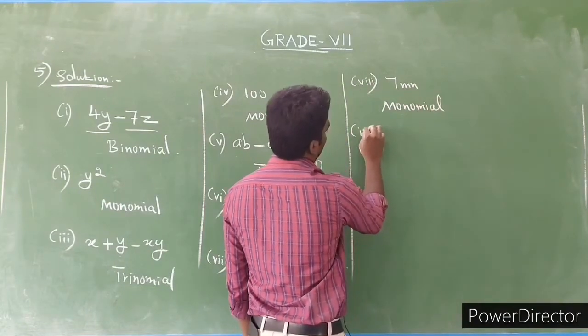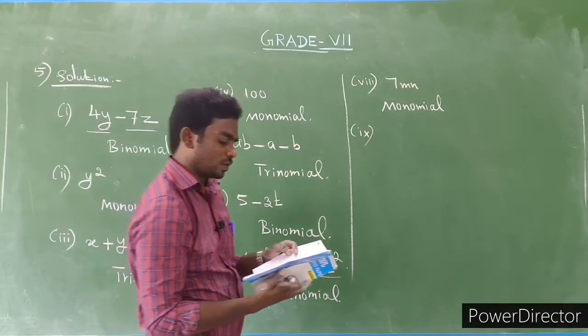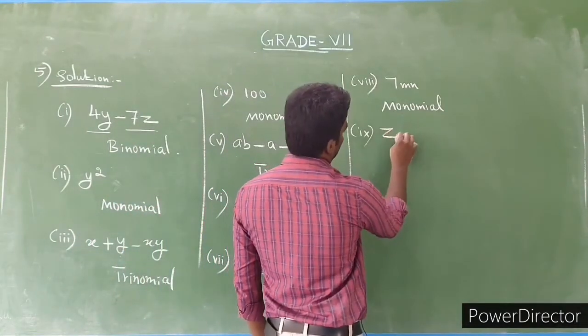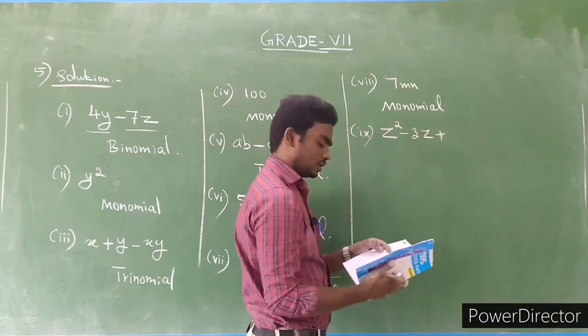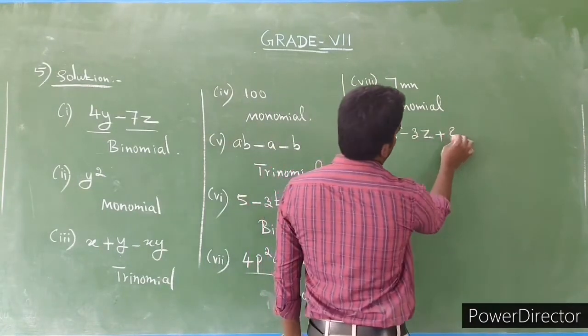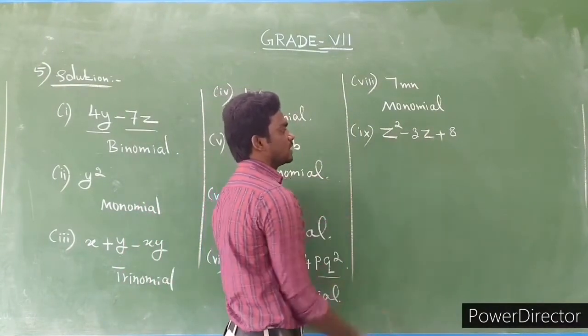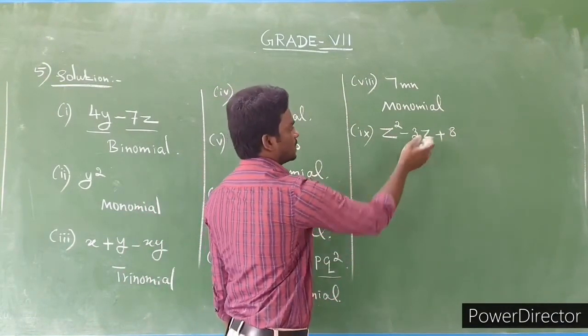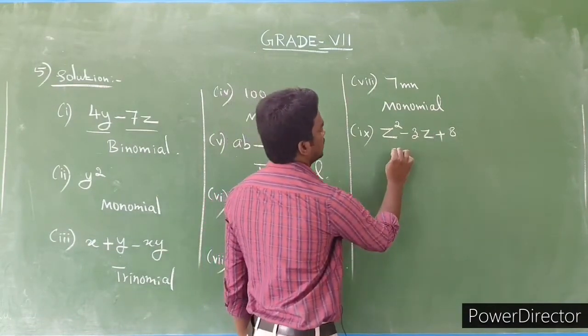Next, what is the ninth one? Z square minus 3z plus 8. How many terms are here? Z square is one term, minus 3z is the second term and 8 is the third term. So this is called a trinomial.